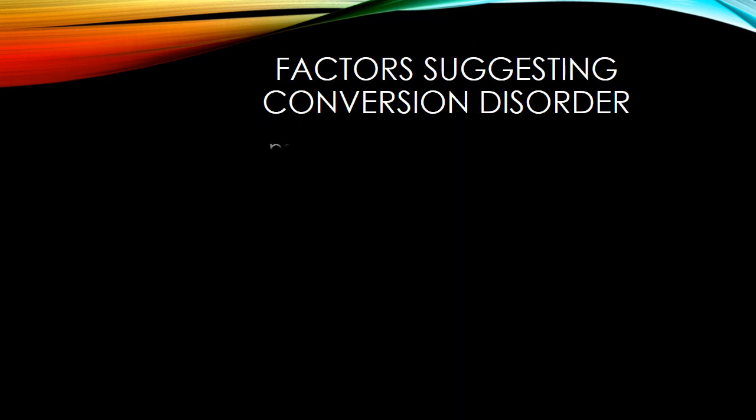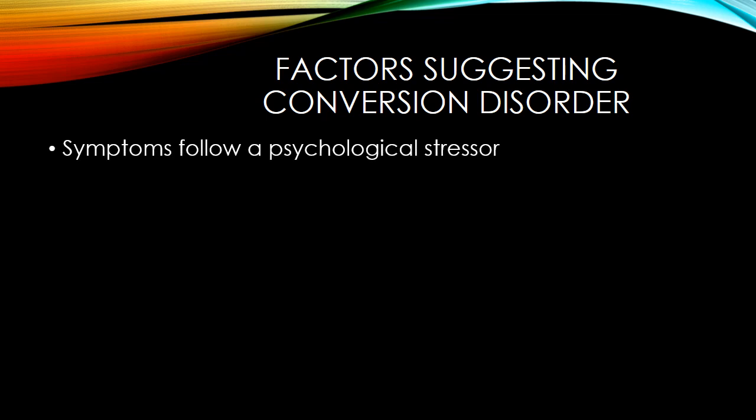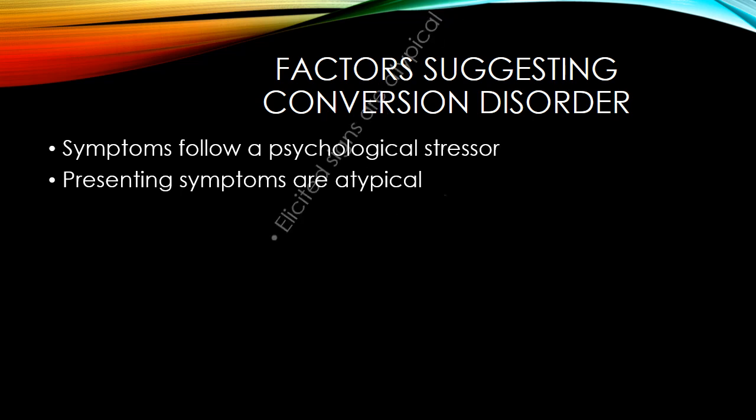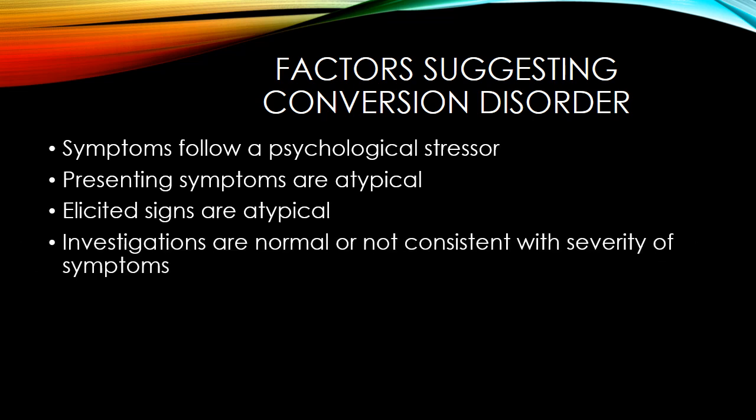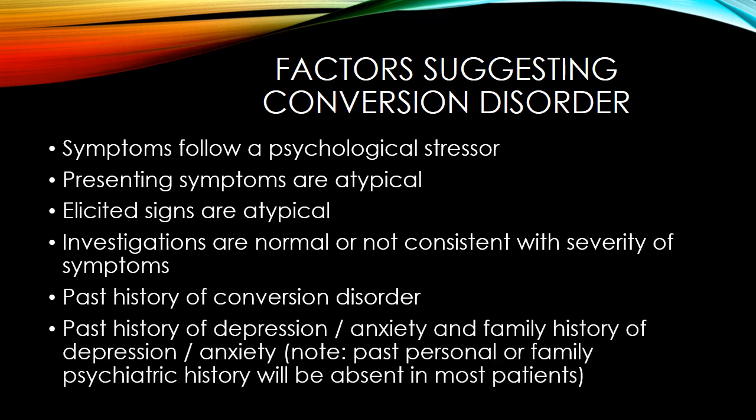So what are the factors that suggest conversion disorder? The symptoms typically follow a psychological stressor. The presenting symptoms are atypical or unusual. The signs that are elicited by the physician are atypical. The results of the investigations are either normal or are not consistent with the severity of the symptoms. There might be a past history of conversion disorder. There might be a past history of depression or anxiety, or a family history of psychiatric disorder. But it's important to realize that past personal or family psychiatric history would be absent in most patients.